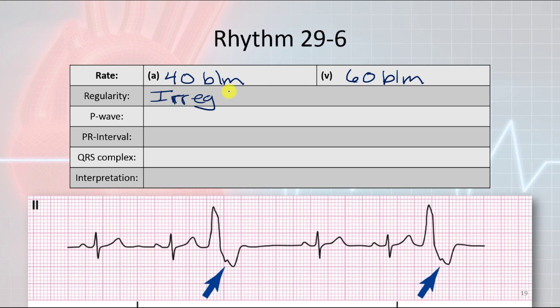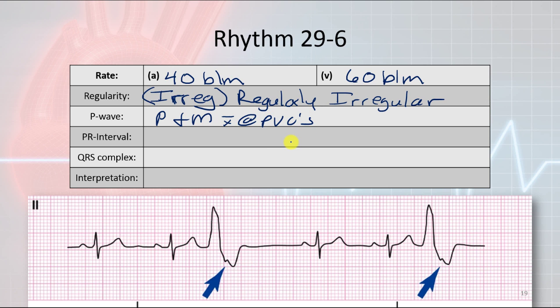So it would be correct to put irregular. Would it be more correct to put something else? Yes, it would. It would be more correct to put regularly irregular, because we seem to have a pattern. P waves, when they occur, are present and married, except at the PVCs, because there are no P waves in the PVCs.